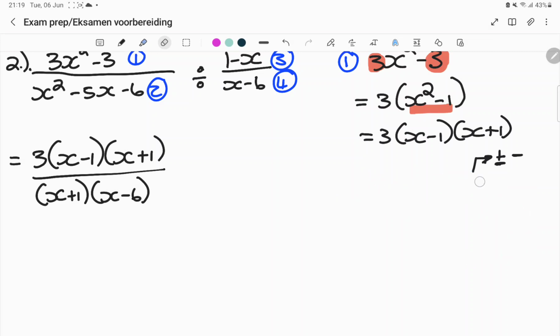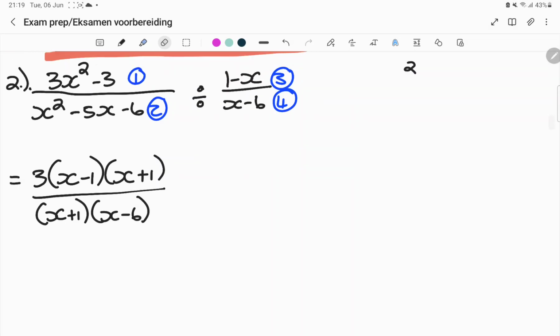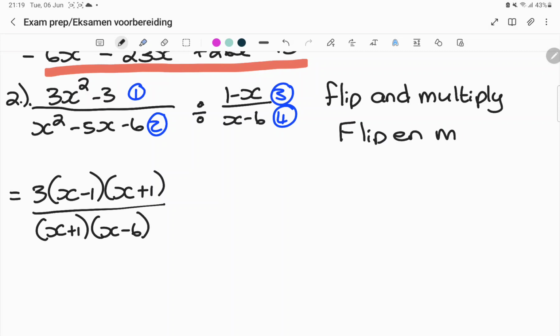Alright, remember on your question paper, you're always more than welcome to write down all of these things if there's not necessarily space on your double folio, but you're always allowed to use your question paper. Now remember, when I divide with a fraction, I actually have to flip and multiply. Okay, so in Afrikaans praat ons van flip en mul.